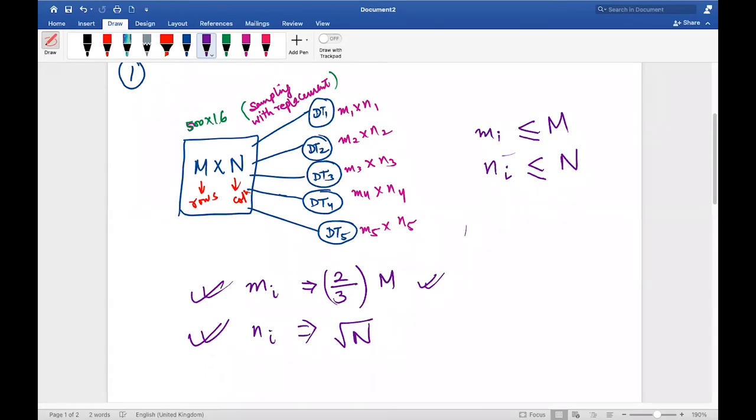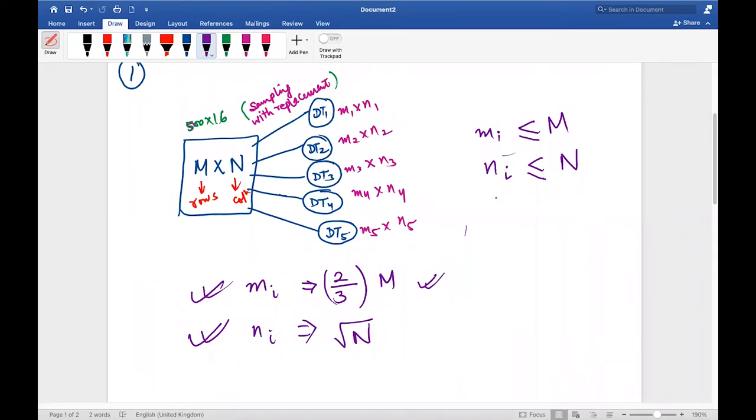Now, here, concentrate. You can consider the first decision tree as an independent decision tree with M1 cross N1 data. That means the number of rows is M1 and the number of columns is N1, and then you can split it into training and test and find out the accuracy, precision, recall, all those. Similarly for this one. So that is what I'm doing at last.